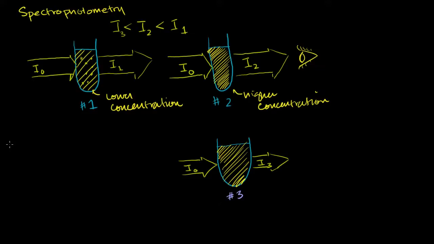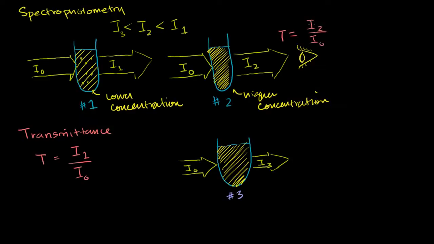So the first thing I will define is transmittance. When the people who defined it said, well, what we care about is how much is transmitted versus how much went in, they defined transmittance as that ratio. The amount that gets through. So in this example, the transmittance of number 1 would be the amount that got through over the amount that you put in. Over here, the transmittance would be the amount that you got out over the amount that you put in.